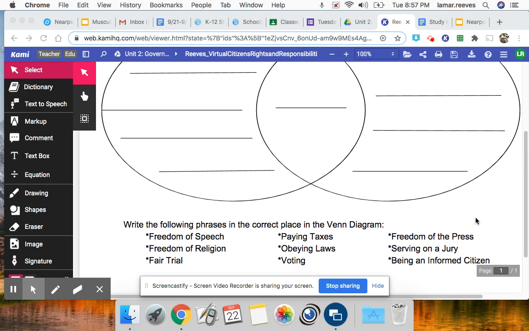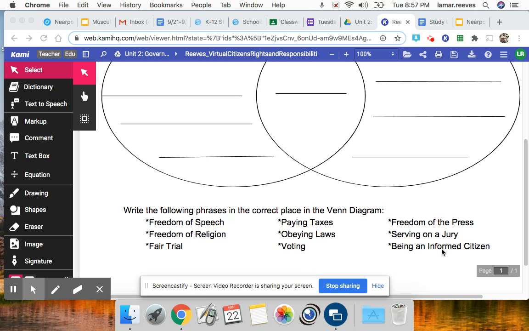We also have freedom of press, serving on a jury. That means if you are a registered voter, you are required to serve as a jury member if the court needs you. So if someone else has committed a crime and they need you to listen and help decide if that person is guilty or innocent, then that would be serving on a jury. And finally, being an informed citizen. That means understanding the rules, the laws, knowing what's going on with the government, being ready to make a vote that would best benefit your country, your state, and your town.